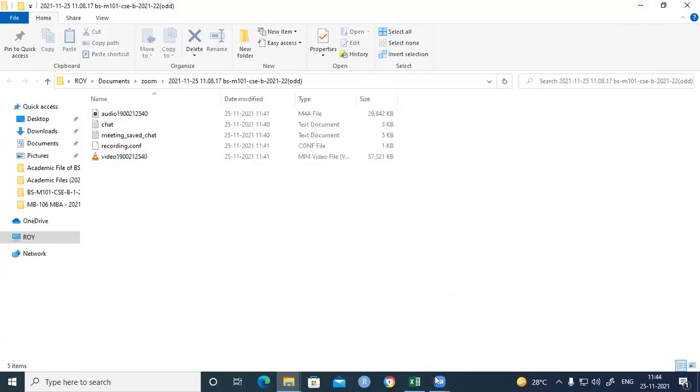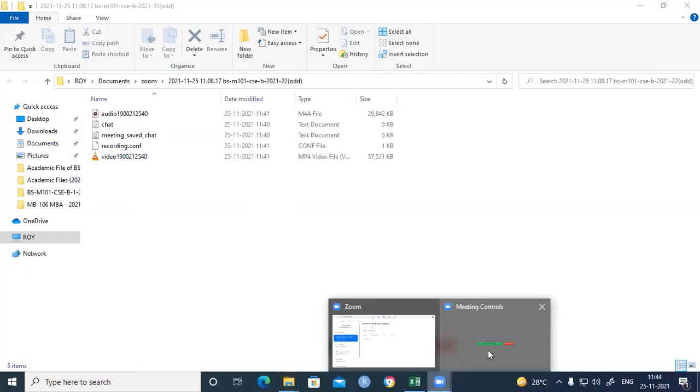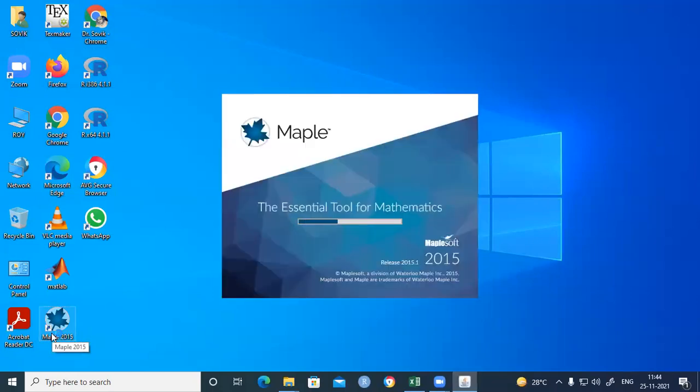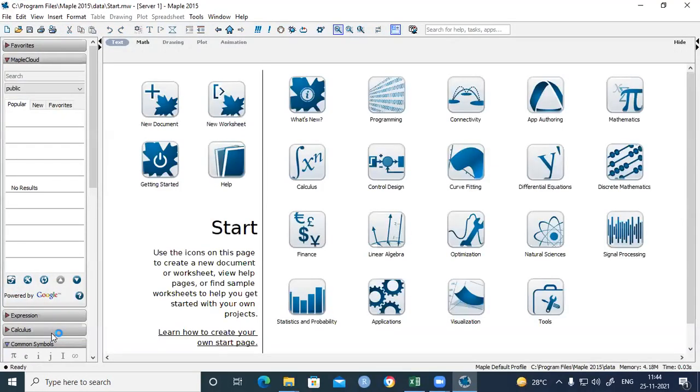Hope my screen is visible to all of you. Yes, sir. Okay, so the mathematical software that I'm going to use is Maple. So I'm opening this software. I'm going to calculate the eigenvalue and eigenvector using this software.